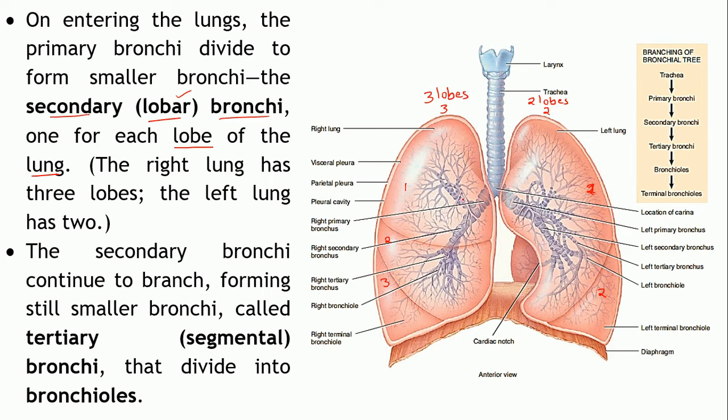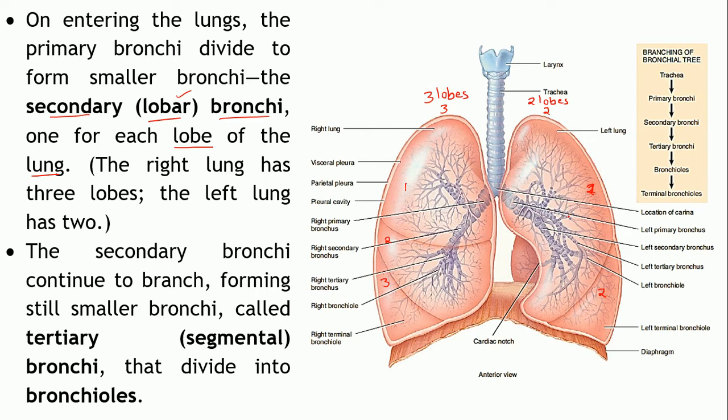As you can see, this one is entering into the first lobe, and this one is entering into the second lobe. A representative secondary bronchus is depicted over here. The third one will enter into the third lobe. Whereas in the left lung, there are only two secondary bronchi. This one is moving towards the first lobe and this one towards the second lobe.